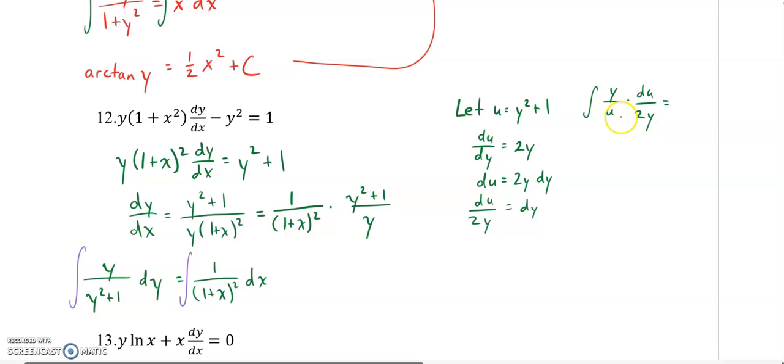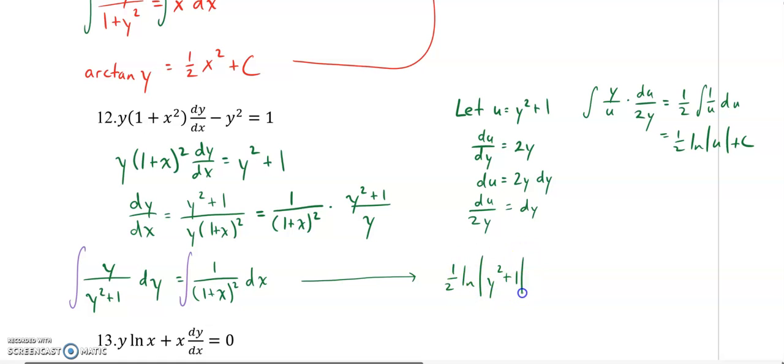U substitution requires us to eliminate the original variable. The 2 is okay. It's just going to come out front. We get the integral of 1 over u du, which we should know to be the natural log of the absolute value of u. So when we do all of that, we can see that we get 1/2 the natural log, the absolute value of y squared plus 1.